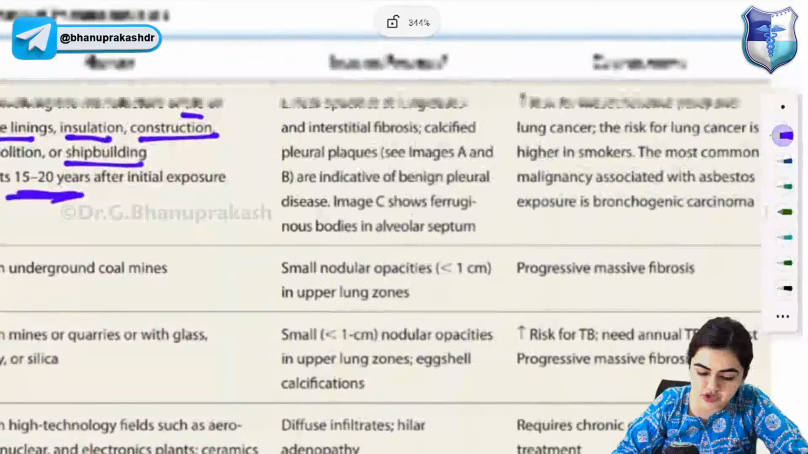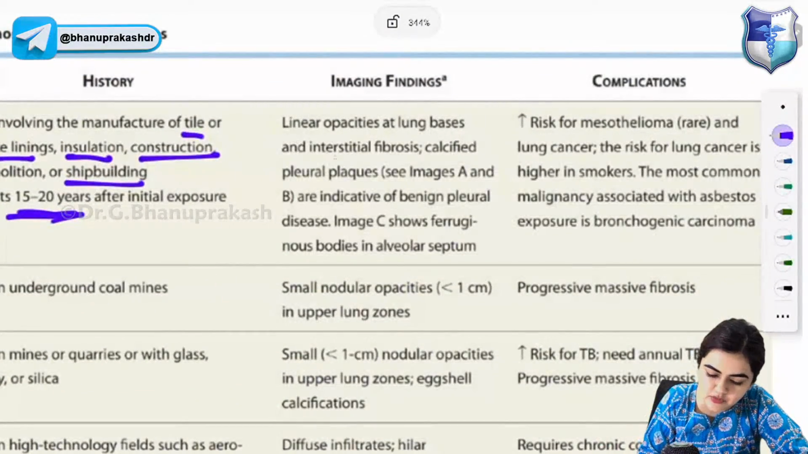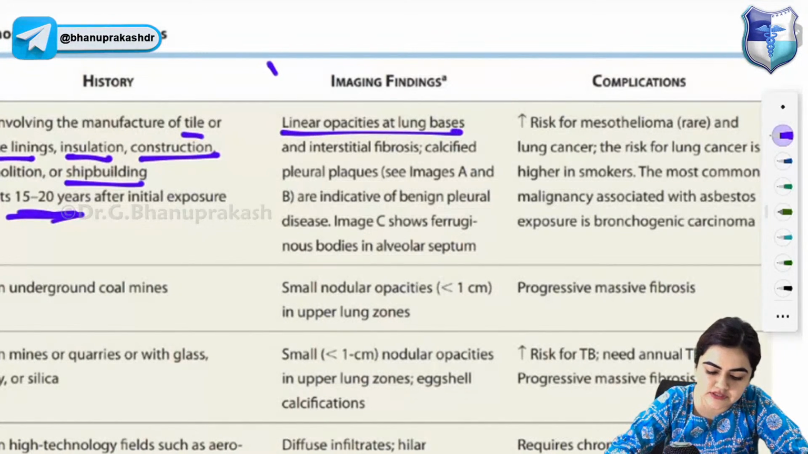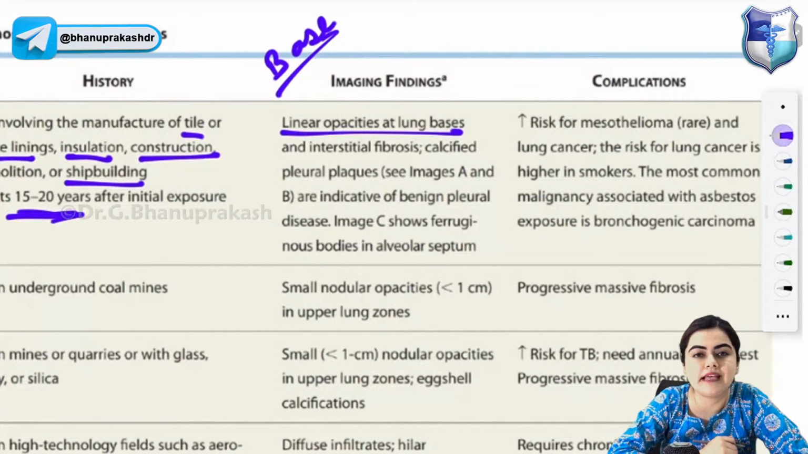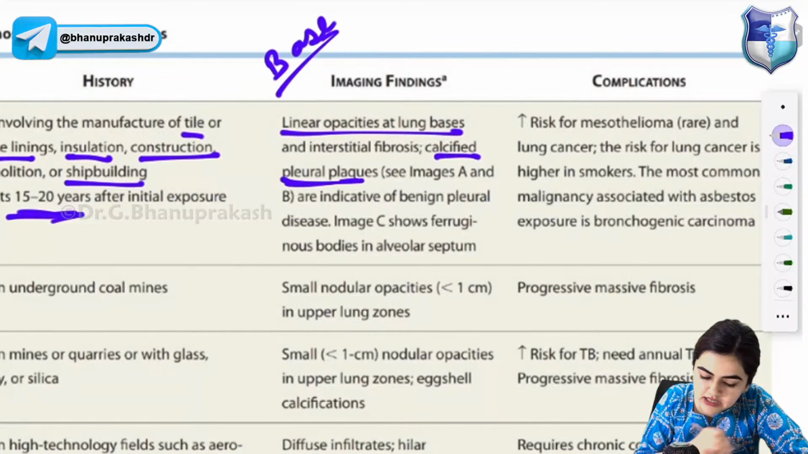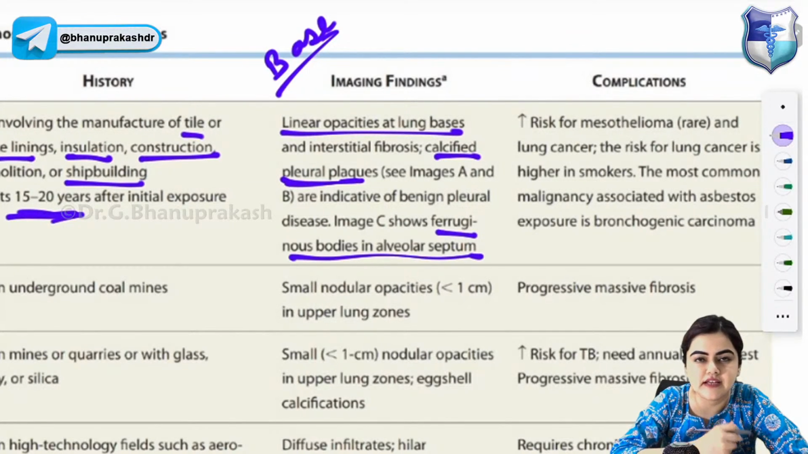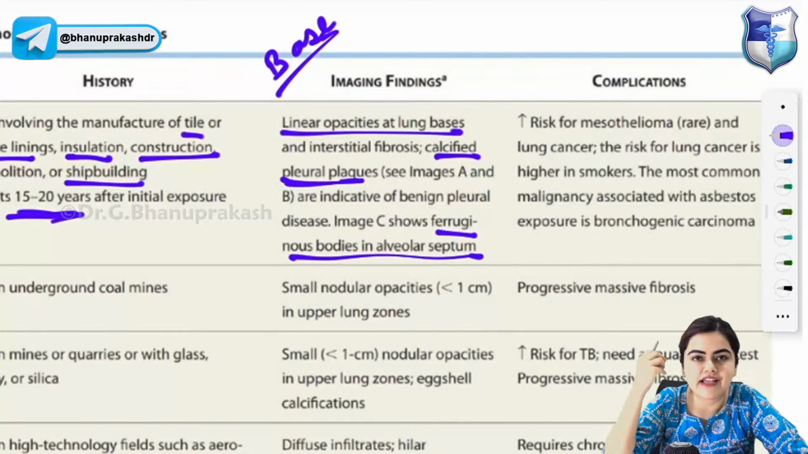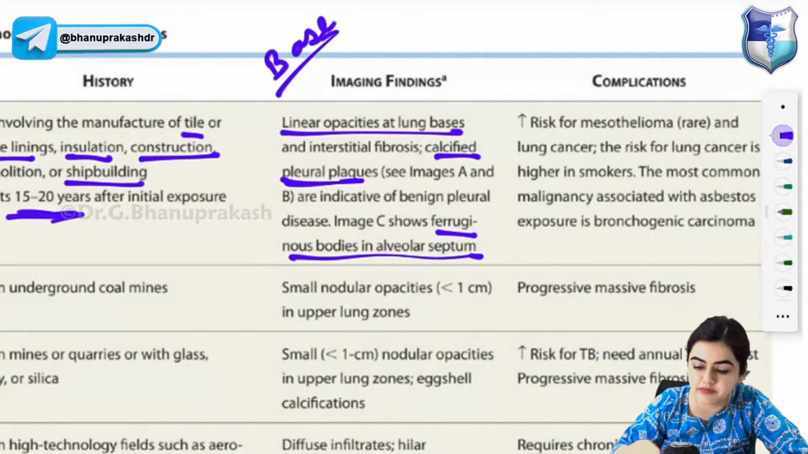Now, imaging findings of asbestosis, what will you see? You will see linear opacities at the lung bases. So asbestosis is localized to the base of the lung. You'll see linear opacities at lung bases and interstitial fibrosis. There will be calcified pleural plaques, which are indicative of benign pleural disease, and you will see ferruginous bodies in the alveolar septum. These are the imaging findings of asbestosis. Revise with me: linear opacities at the lung bases, calcified pleural plaques, and ferruginous bodies in the alveolar septum.